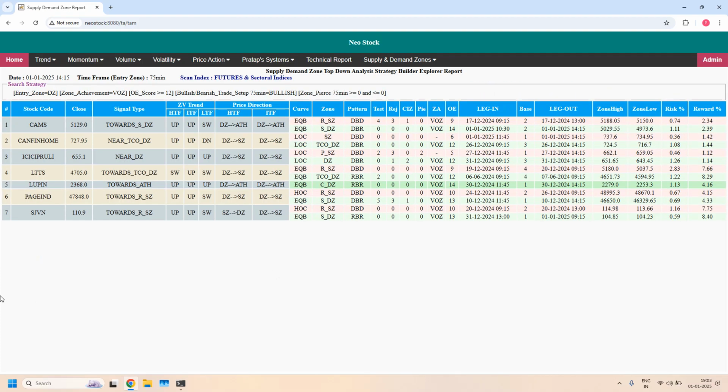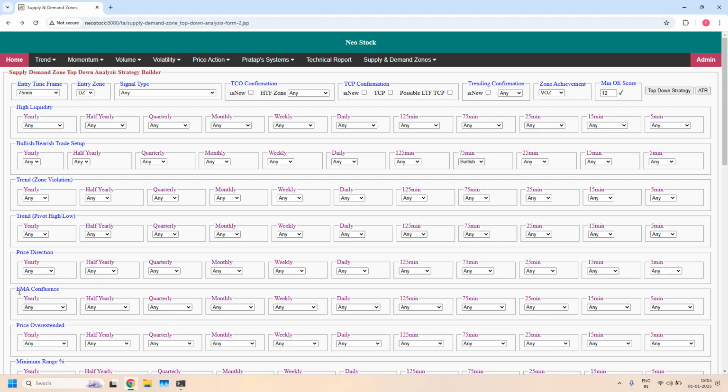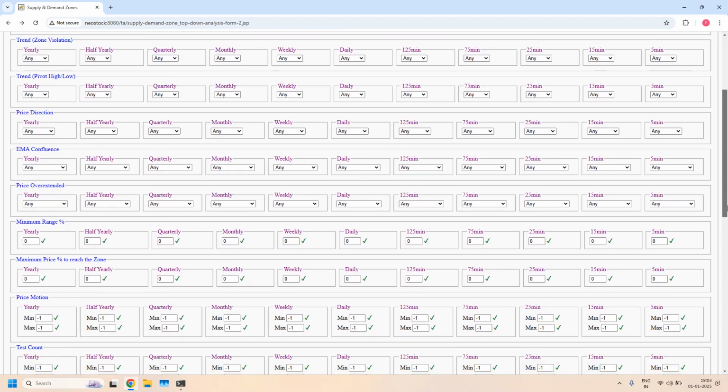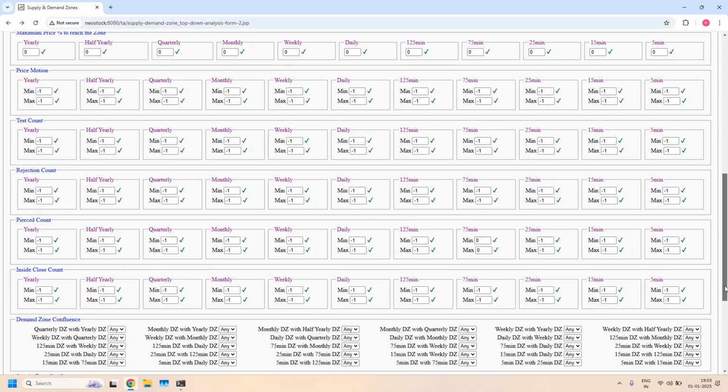We got 7 stocks. Currently these 7 stocks are supporting bullish trade setup for weekly income trade, and all these entry time frame zones are 75 minutes demand zones. And among these 75 minutes demand zones, some are high liquidity zones, which support high probability setup. Apart from that, we can also filter high probability setup stocks based on zone confluence. So the first filter is LTF and ITF demand zone confluence. So let me add that filter. In the demand zone confluence, I am enabling the 75 minutes demand zone with daily demand zone confluence filter.